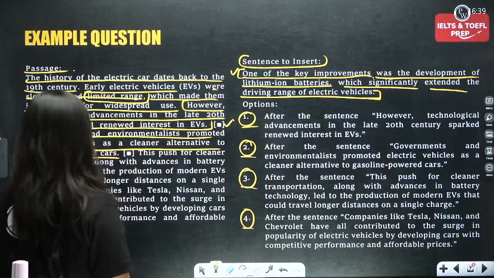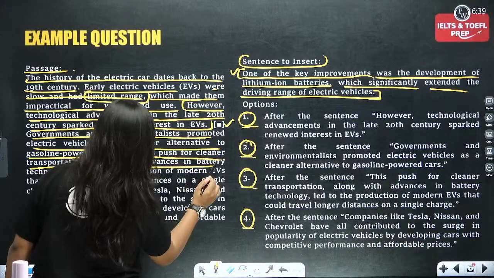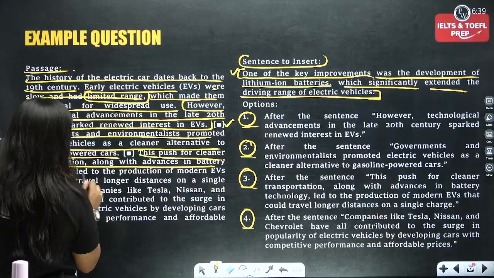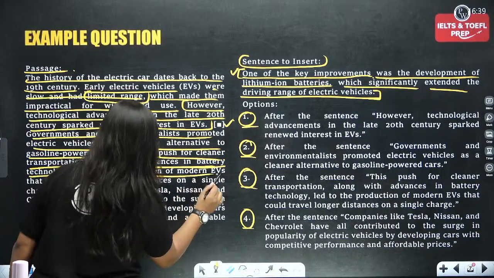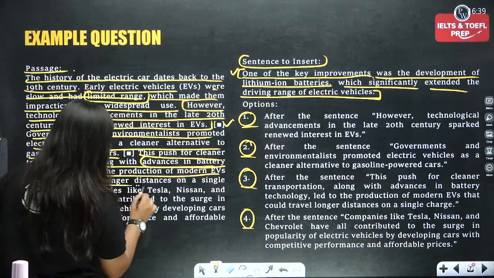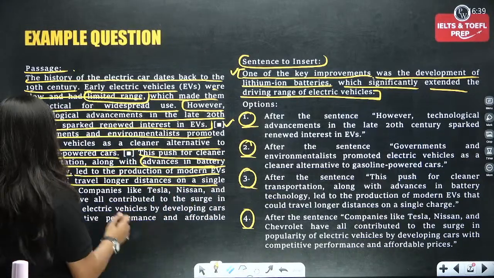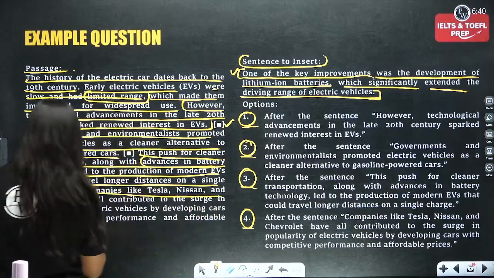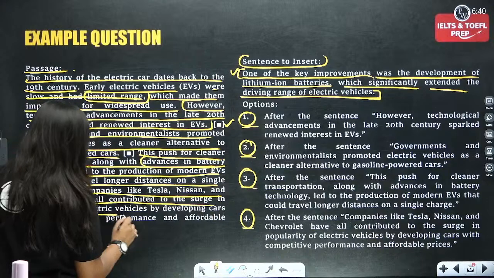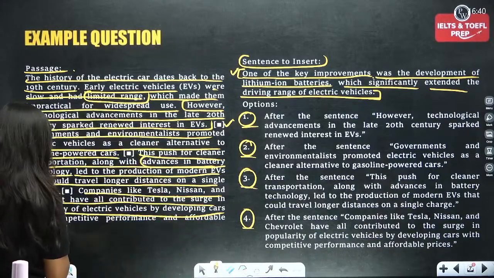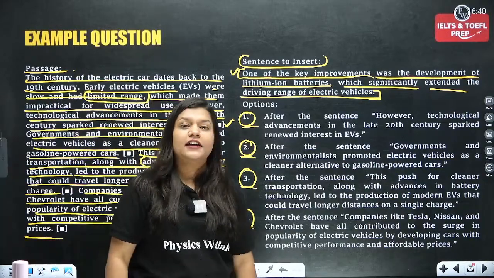Okay. Got it. This push for cleaner transportation along with advances in battery technology led to the production of modern EVs that could travel longer distance on a single charge. Now, companies like Tesla, Nissan and Chevrolet have all contributed to the surge in popularity of electric vehicles by developing cars with competitive performance and affordable prices. This is the entire passage.